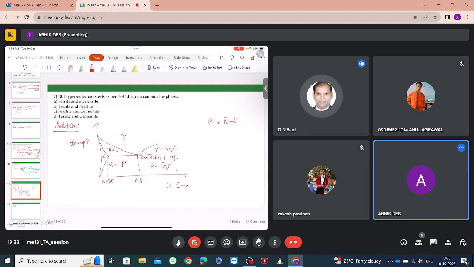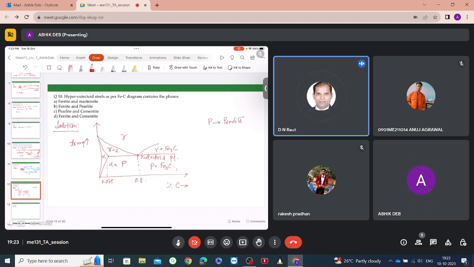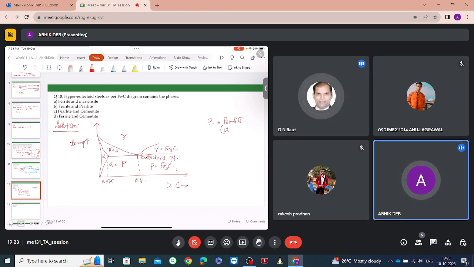Perlite is where only the layer is going to deposit. There is no addition; perlite contains alternate layers of alpha phase and Fe3C. So something like this. So this is what perlite is: alpha and Fe3C.